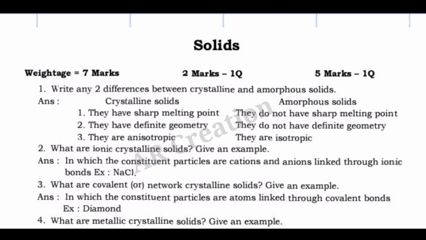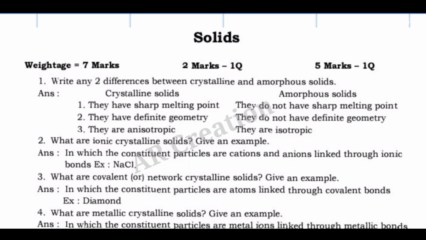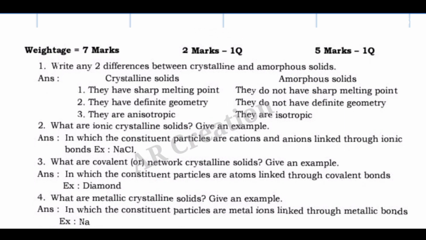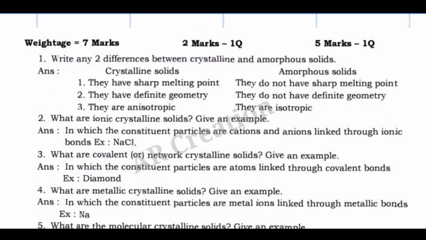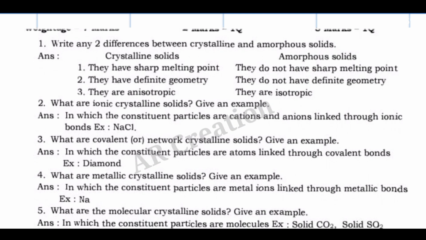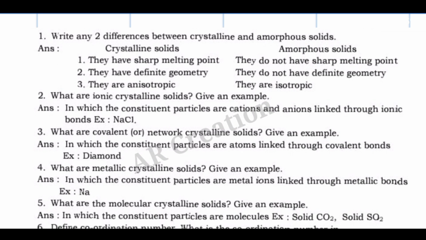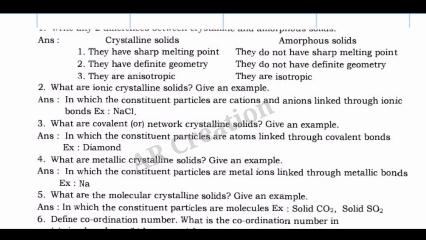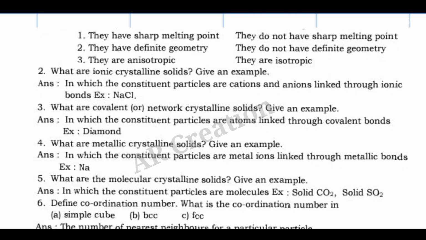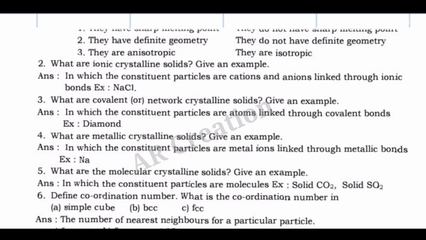Next question. What are covalent or network crystalline solids? Give an example. Answer: In which the constituent particles are atoms linked through covalent bonds. Example: diamond. Next question. What are metallic crystalline solids? Give an example. Answer: In which the constituent particles are metal ions linked through metallic bonds.